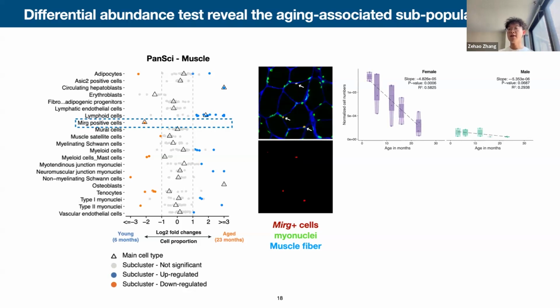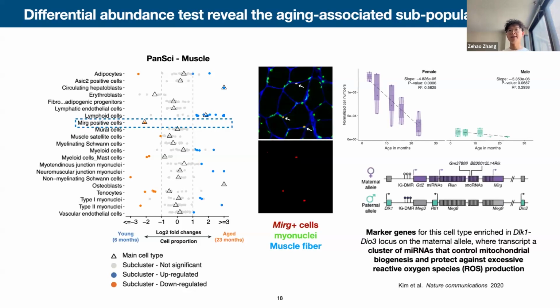This can be partially explained by the marker gene of this cell type that is specifically enriched in this locus on the maternal allele, which expresses a cluster of microRNAs that control mitochondrial biogenesis and the reaction to reactive oxygen species. This potentially implies some sex difference for this specific myonuclei in responding to aging stress.